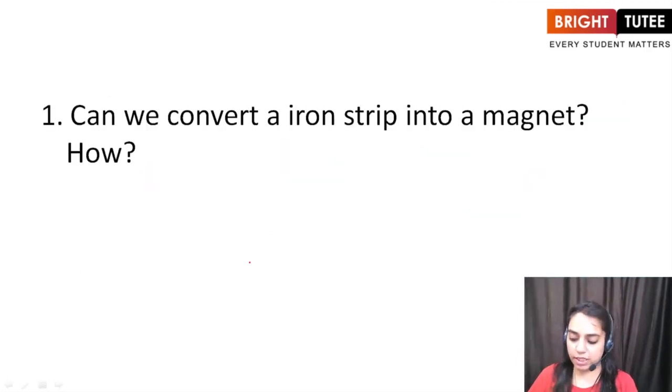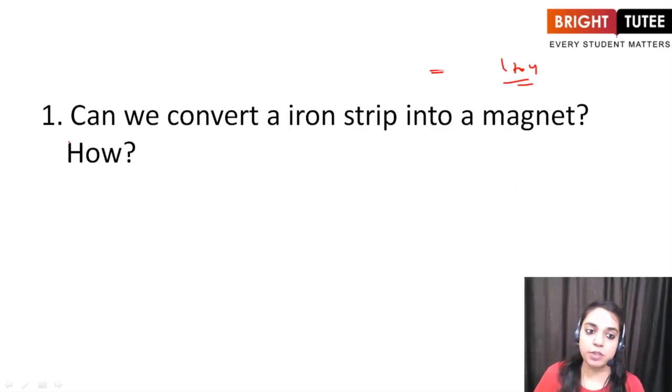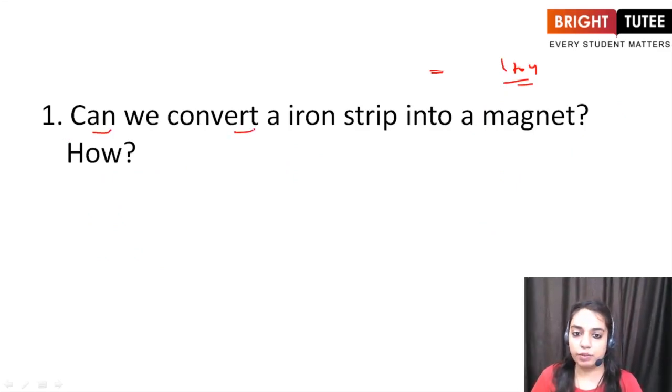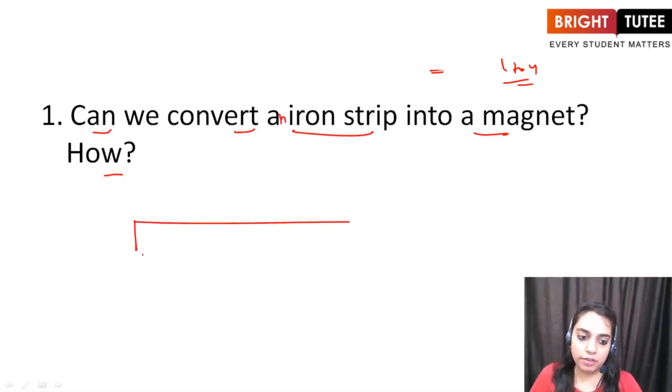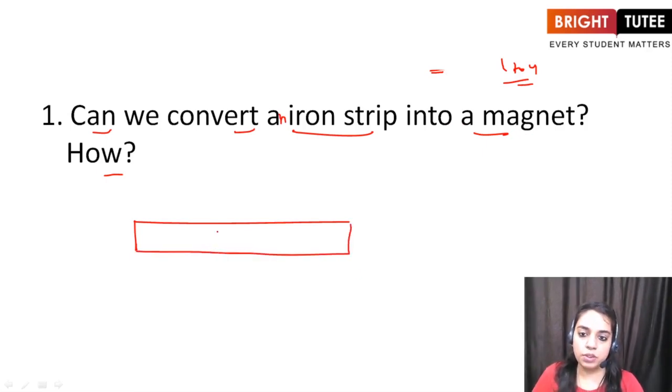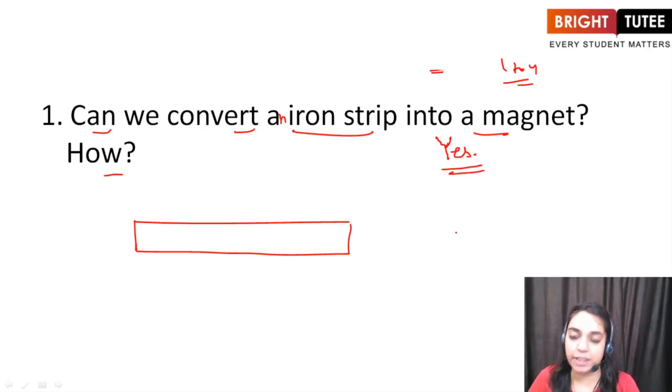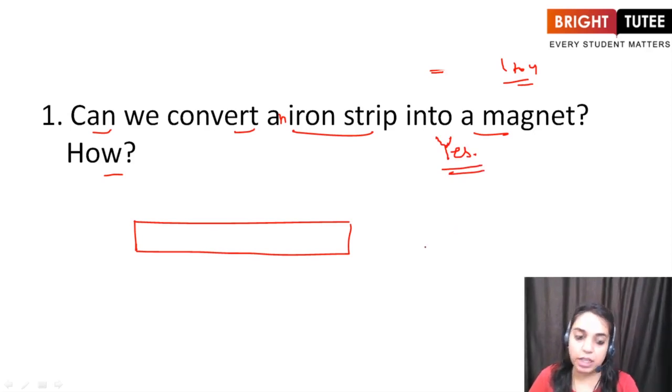Children, we are going to discuss some of the question and answers from the topics that we have covered so far. So first question is, children, how we can convert a strip of iron into a magnet, and how? First question is, can we convert an iron strip into a magnet, and how? So children, suppose you have an iron strip and you have to convert it into a magnet. Can you do it? So first part of the question answer is yes, we can convert any magnetic material into the magnet. And how we can do it?